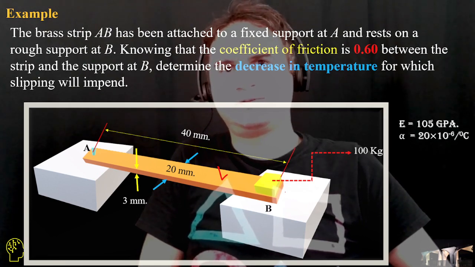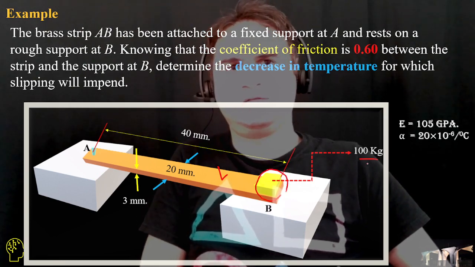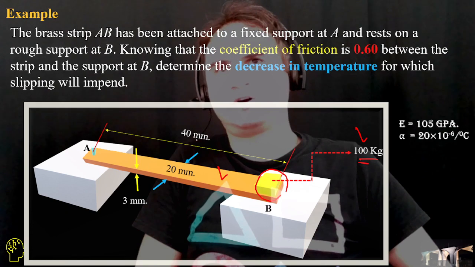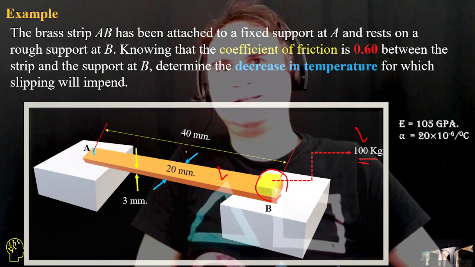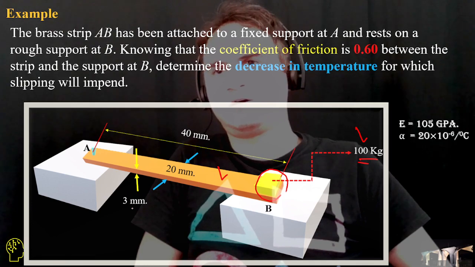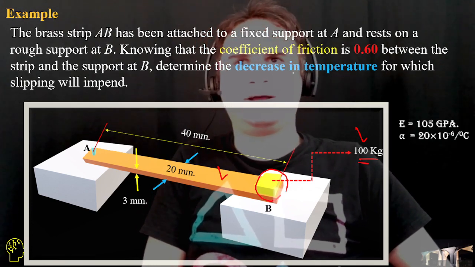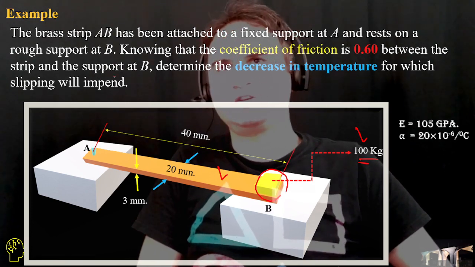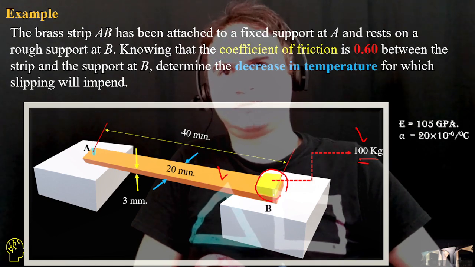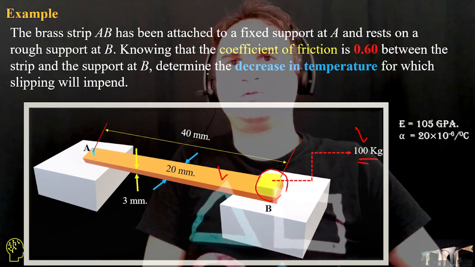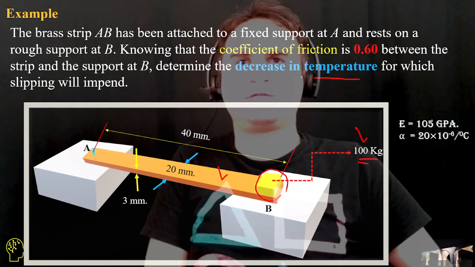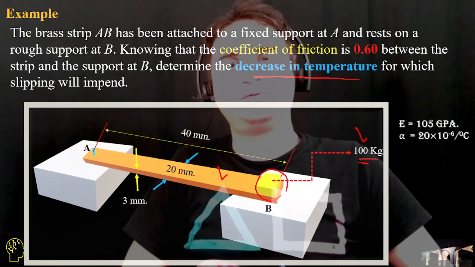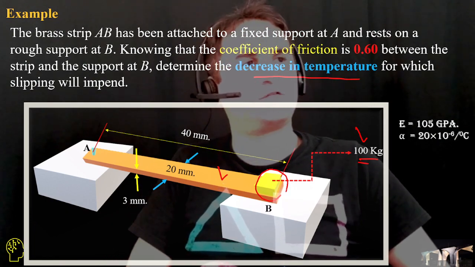There is a piece of metal with a weight of 100 kg standing at the support B. The dimensions are provided on the figure, like the length, the width, and also the height of the brass bar. Also, the coefficient of friction is 0.06 between the strip and the concrete support at B, so there is friction. We want to know what decrease of temperature leads to a threshold of friction force.